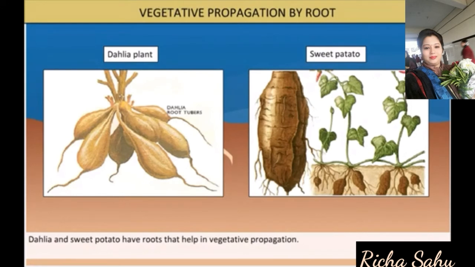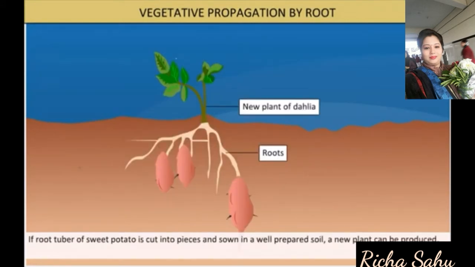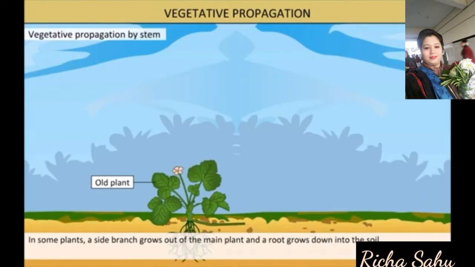Vegetative propagation by root. Dahlia and sweet potato have roots that help in vegetative propagation. If root tuber of sweet potato is cut into pieces and sown in a well-prepared soil, a new plant can be produced.